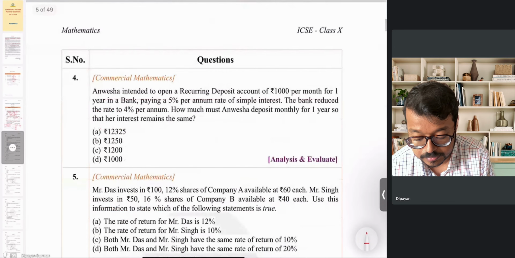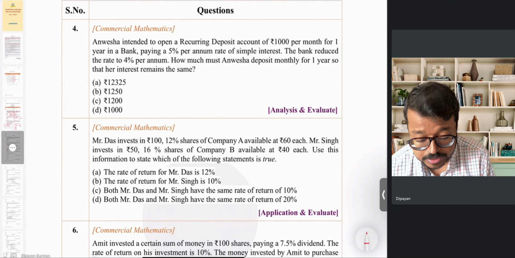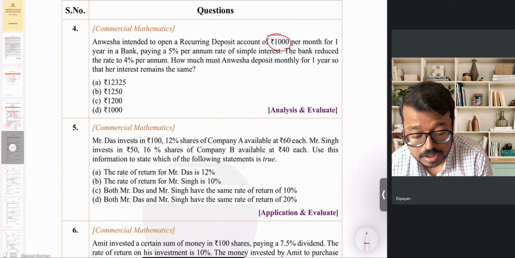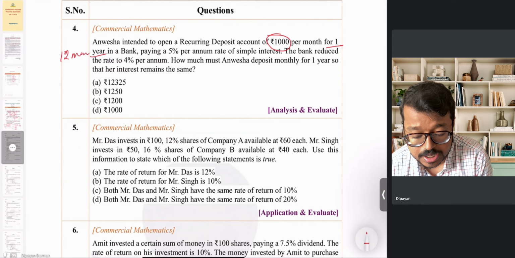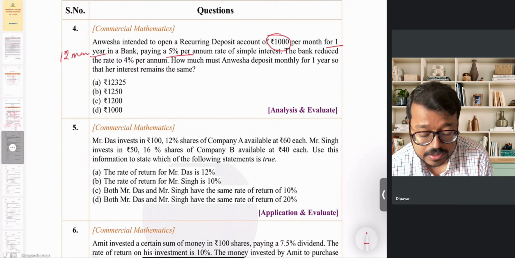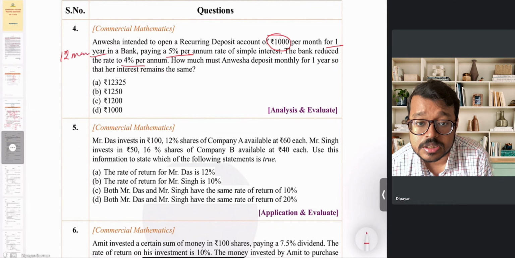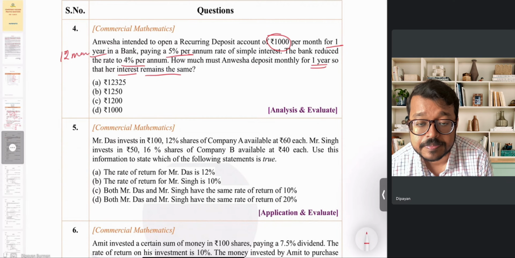Okay. Moving ahead to the next question. Again, it's a banking question. In this one, they're saying that a person wanted to deposit 1000 rupees per month for 1 year, which is 12 months, at a bank paying 5% rate of interest. But then the bank reduced the rate to 4%. Now, how much should the person deposit for the same time period so that the interest remains the same?